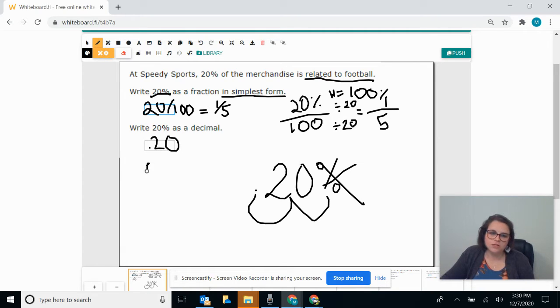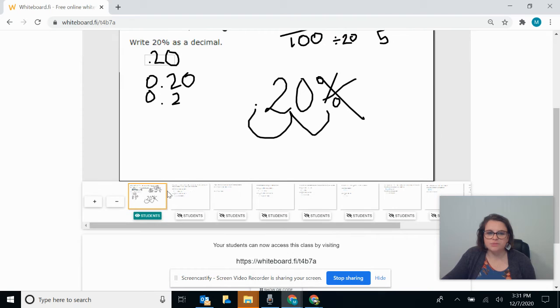So then our decimal would be 0.20 or 0.2, okay? You can write it those ways. So if 20% is the number, then 20 over 100 would be a fraction, and 0.20 would be its decimal. Let's go to the next problem.